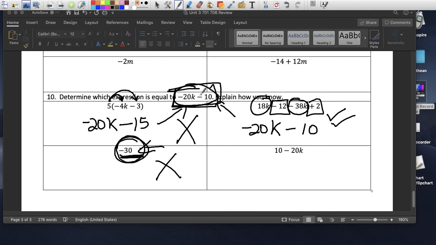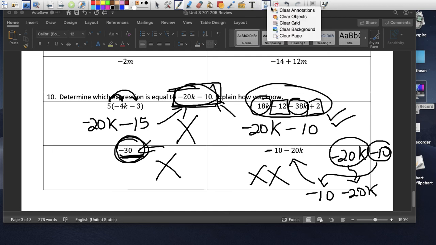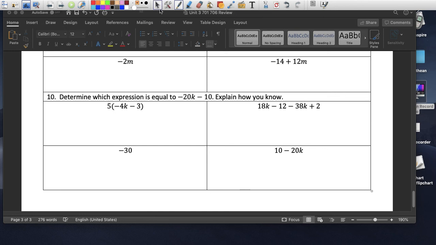And the last one, 10 minus 20k. Is that the same thing as negative 20k minus 10? Well, let's look at the original expression, negative 20k minus 10. Let me circle the two parts. If I brought that to the front, it'd be negative 10. And if I took this guy to the back, it'd be negative 20k. So is negative 10 and negative 20k the same thing as this expression? No, it's not, because this is missing a subtraction sign. So this is also a no. The only expression that was equivalent was this one right here. Okay. Wow. That seemed very short. And that's that.